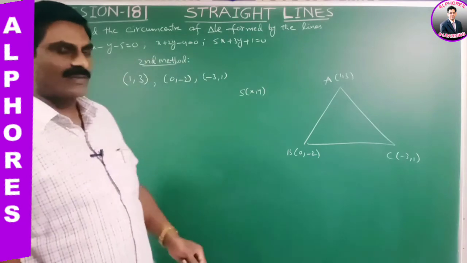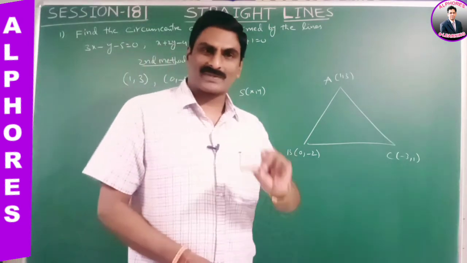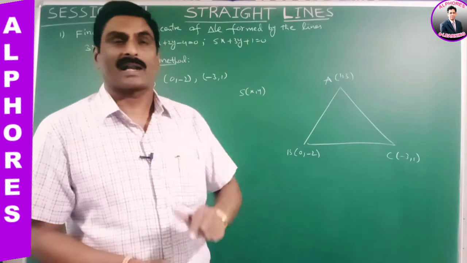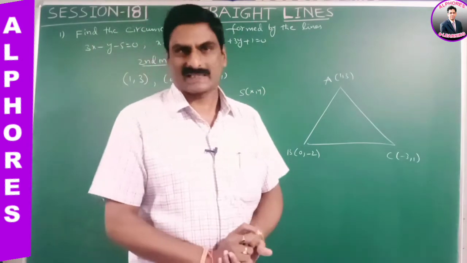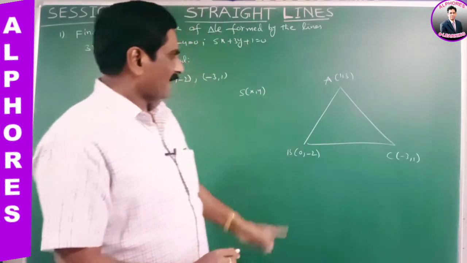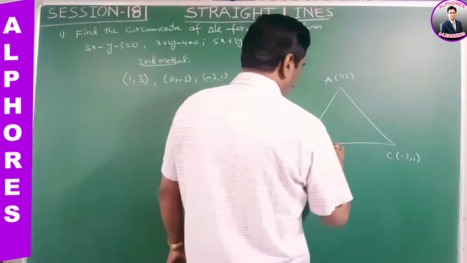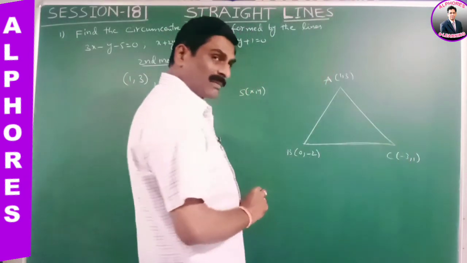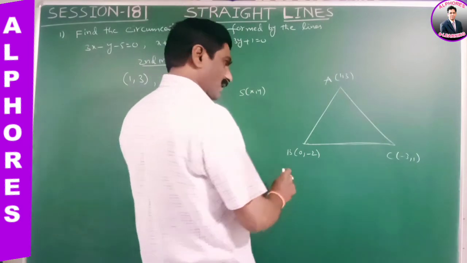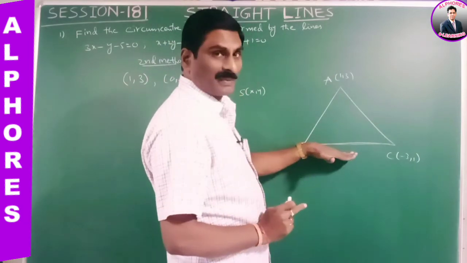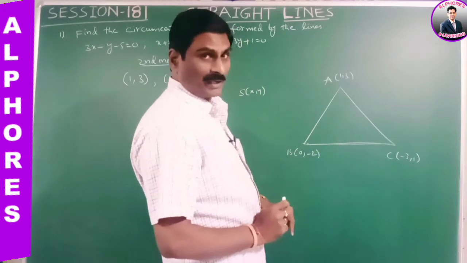What is the definition of the circumcenter? The circumcenter is the point of concurrency of the perpendicular bisectors of the sides. Here A, B, C are the vertices of a triangle, and BC is one of the sides. What is the perpendicular bisector? The perpendicular bisector means the line which is perpendicular to BC and passing through the midpoint of BC.